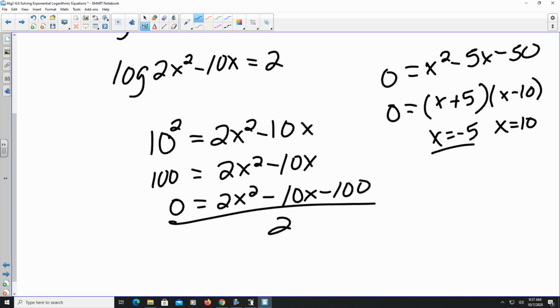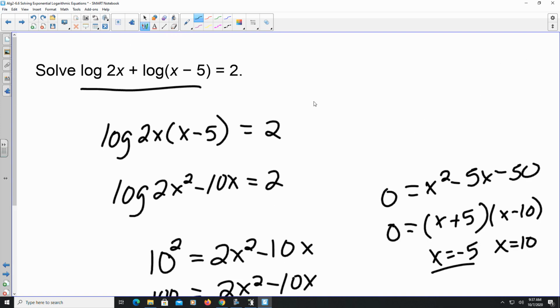If I put negative 5 into the original equation, I go 5 minus 5, or negative 5, what's here? Log of negative 10, I get a non-real number. So I get an extraneous solution with x equals negative 5. The only one that works is x equals 10.